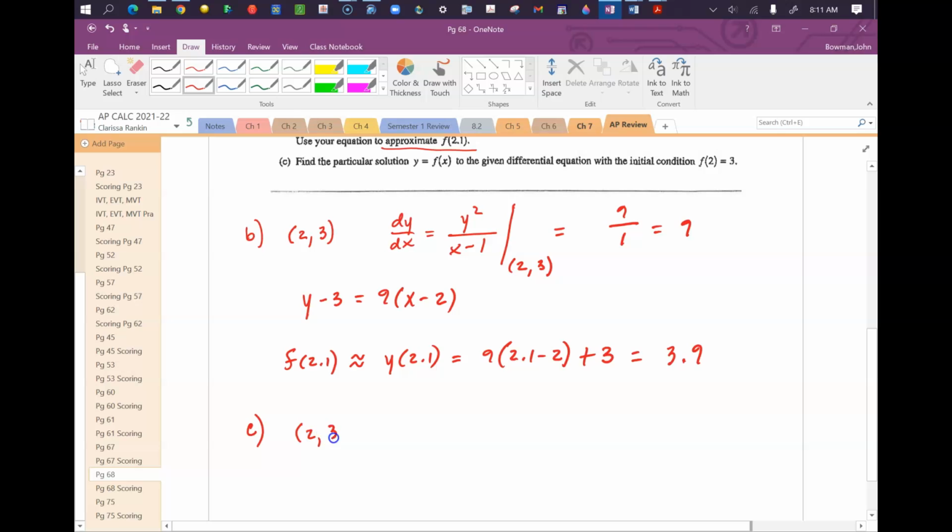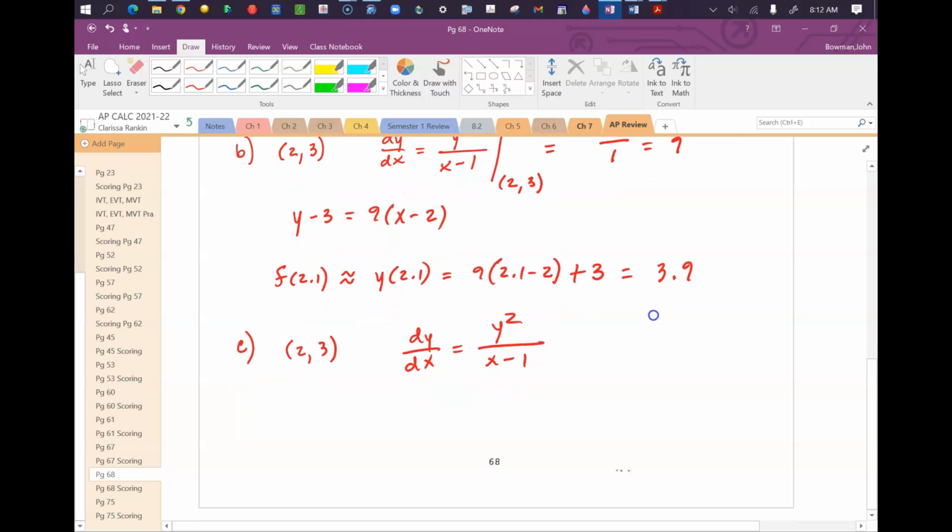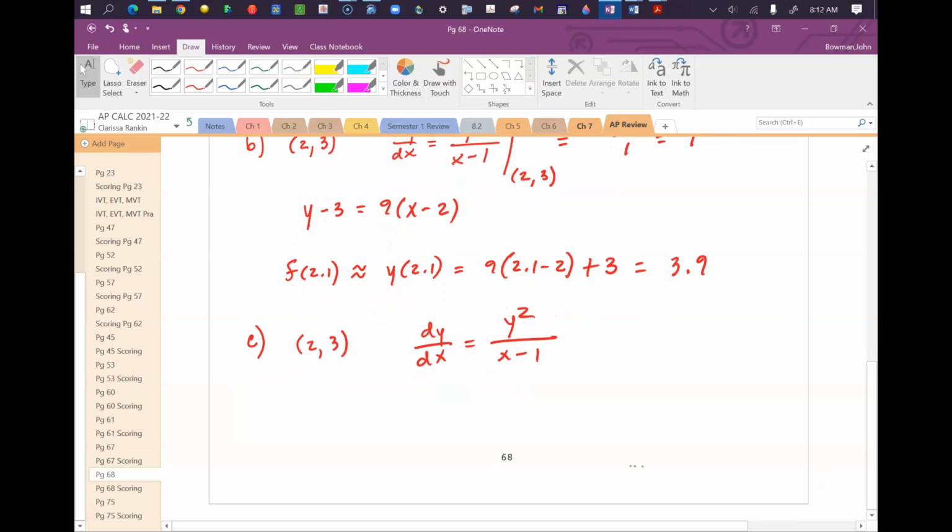So the point 2, 3 is on the curve of our solution. Again, we have a separable differential equation. dy/dx is equal to y squared over x minus 1. And if we were to separate this, so the y's and the dy's are on one side and the x's and the dx's are on the other, what we would get is dy over y squared is equal to dx over x minus 1. You can do the math to figure that out, and then we're going to integrate both sides of that.